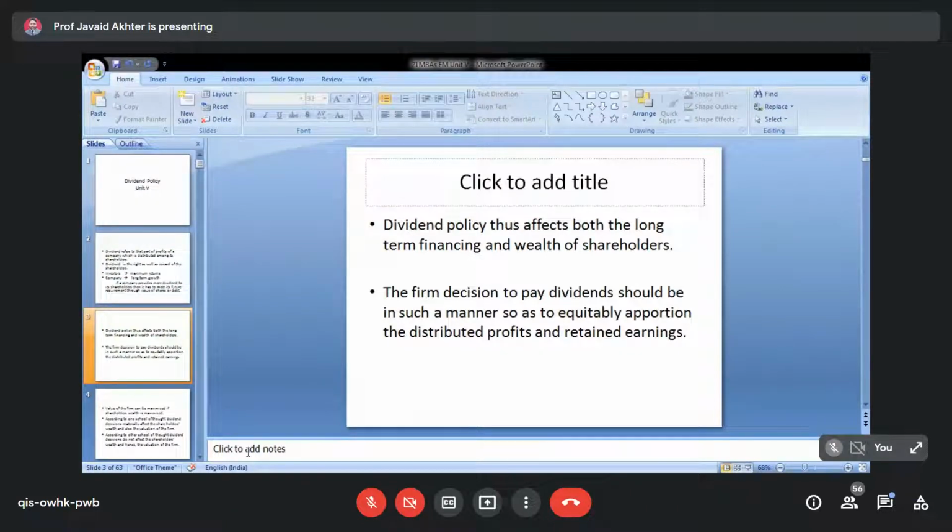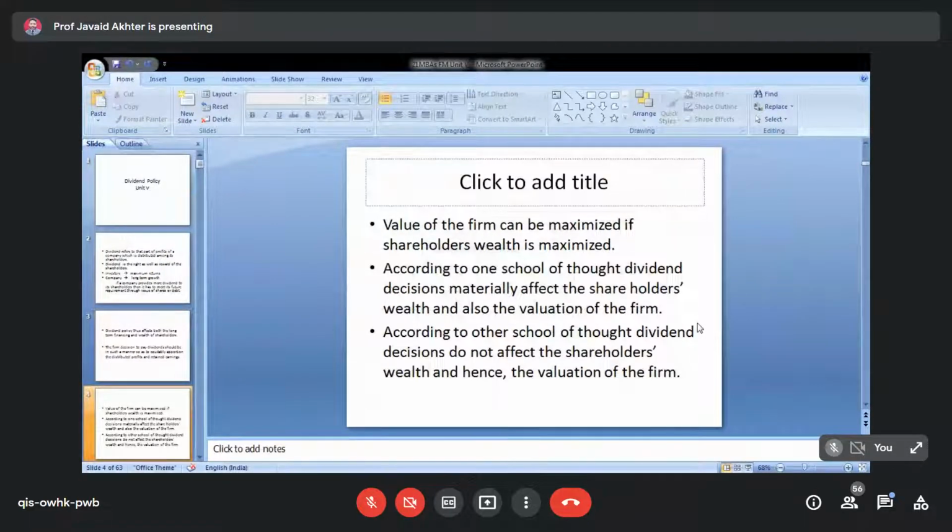The firm's decision to pay dividend should be taken in such a way that the profit should be distributed, at the same time there should be retained earning also, and it should be able to satisfy the total shareholders which it has. Naturally, different shareholders will have different expectations. Some of them would like to have more dividend, some would like to have less dividend, some would like to have no dividend at all. So the company has to take decisions in such a way that it satisfies as far as possible maximum shareholders.